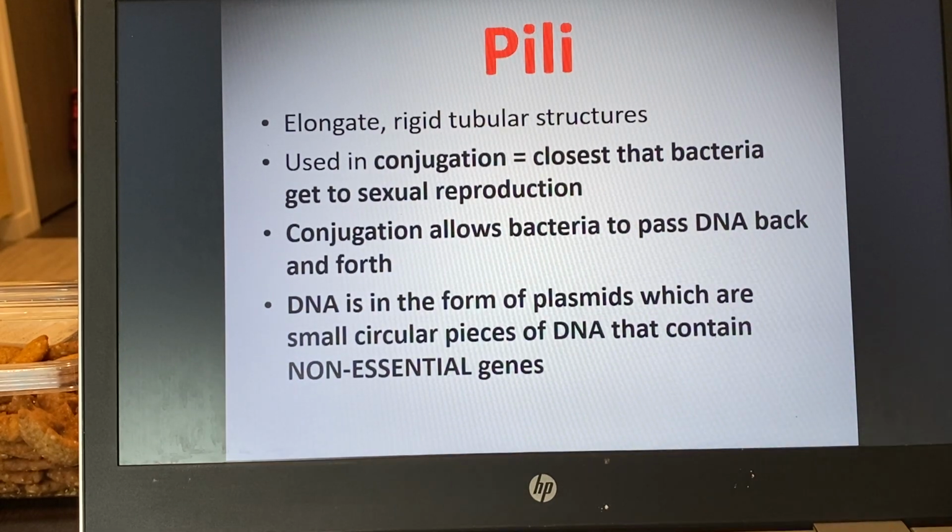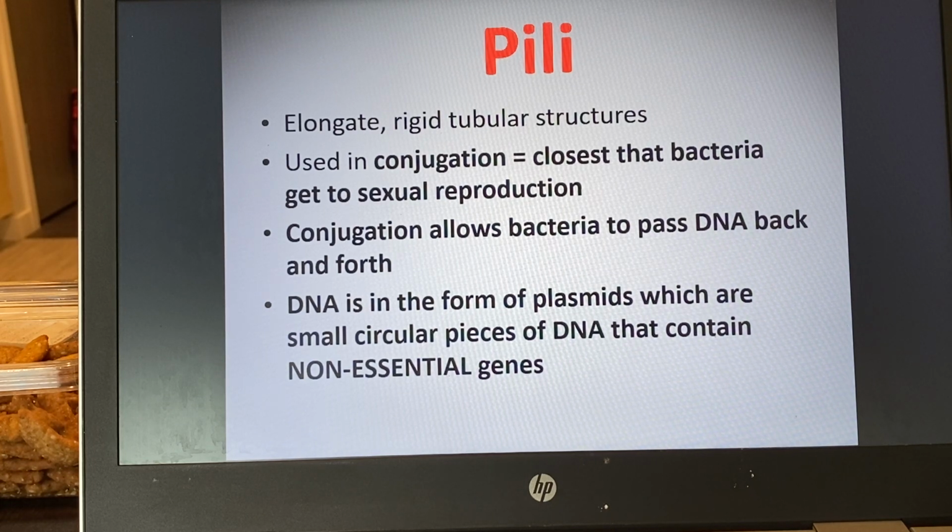Okay, so next I'm going to talk about a structure called pili. The long fancy word is conjugation pili. Pili are very rigid, long, basically tubes, and they are used in the process of conjugation. Okay, if you've ever heard of a conjugal visit, where a prisoner and someone who's visiting them can get together and have sex, some prisons allow that. That's what conjugation is. It's basically sex.